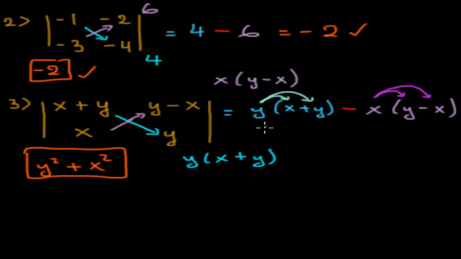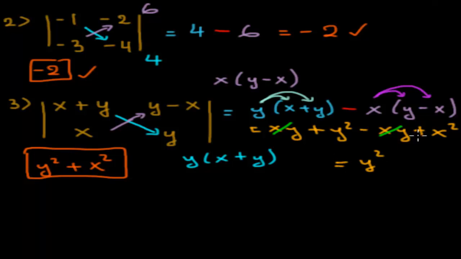We will have y times x is xy, y times y is y squared, positive y squared. Negative x times y is negative xy, and negative x times negative x is positive x squared. Then as we see that xy minus xy will be cancelled out, so we're going to cross this out. So that leaves me with y squared plus x squared.